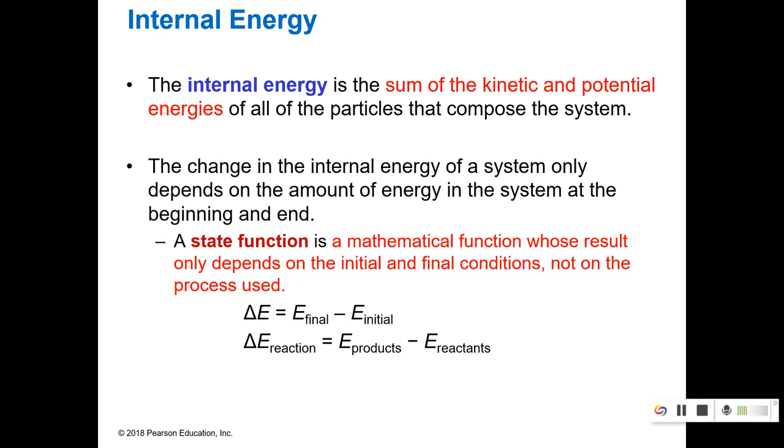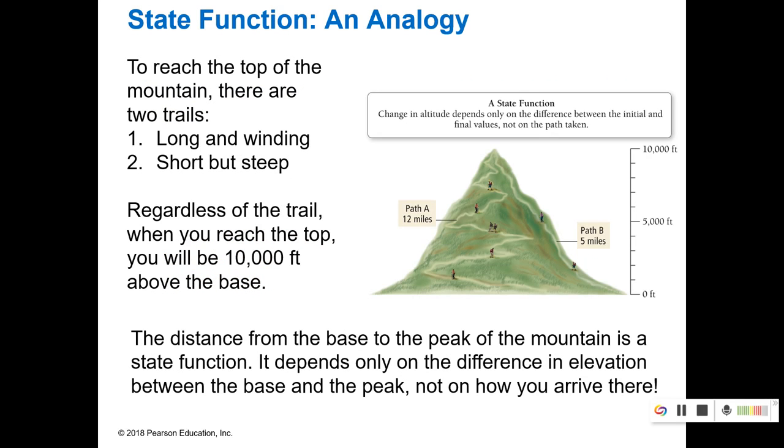So internal energy, and really y'all, none of this is going to be tested per se until we get farther along in the chapter, and I'll let you know when that is. But internal energy, that's the sum of kinetic and potential energy. And a state function is a function whose result only depends on those initial and final conditions, not the process that it uses. So very commonly we see this mountain example.